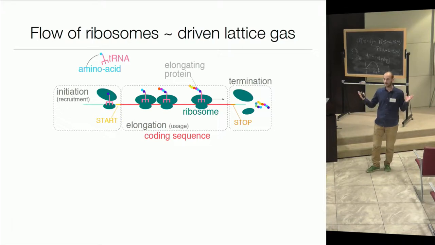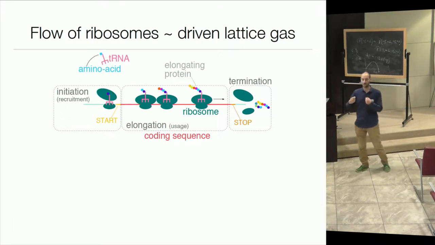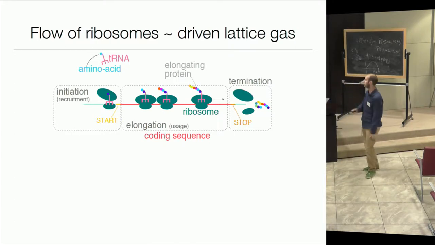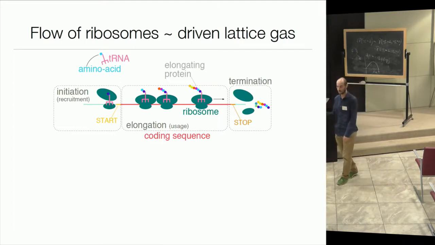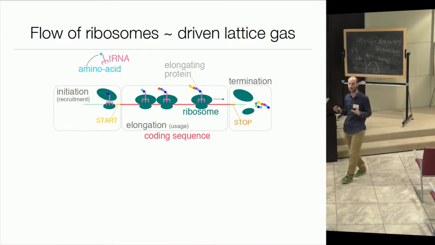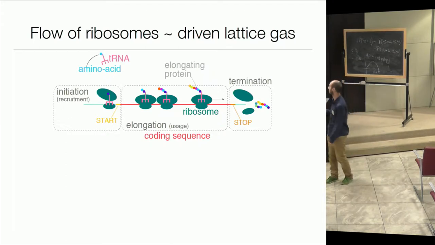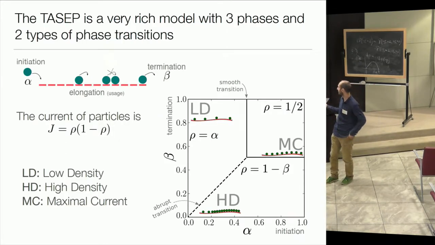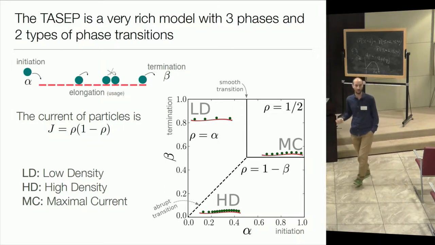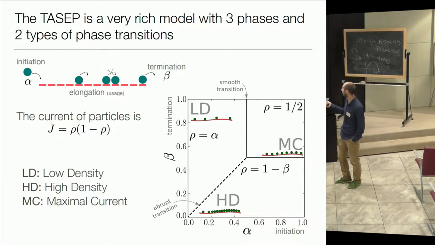It is TASEP for friends. It is an exclusion process because the only interaction that you have is the exclusion volume. Totally asymmetric because we just look at particles moving from one side to the other, and simple because the exclusion interaction is the only interaction that we are considering. So that's the phase diagram that Dan just showed, and he did a good job saying that we are working in this regime, the low density regime.